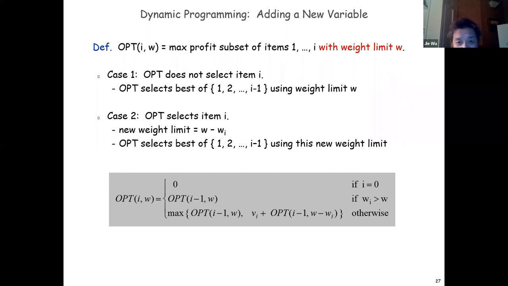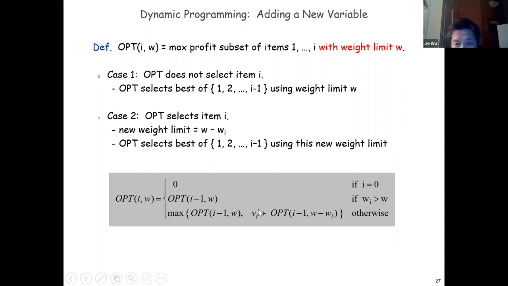If you do not select this item, then the optimal choice from 1 to i is equivalent to the optimal choice from 1 to i minus 1, the same thing as weighted task scheduling. But what's the weight limit? The weight limit is still W, because I have not selected anything. Otherwise, if I select item i, your new weight limit is different now. Because the original is W, you should subtract w_i, since you already selected that one. Your capacity is reduced by w_i. The remaining part is the same from 1 to i minus 1, but your value is different because you need to add the value v_i.